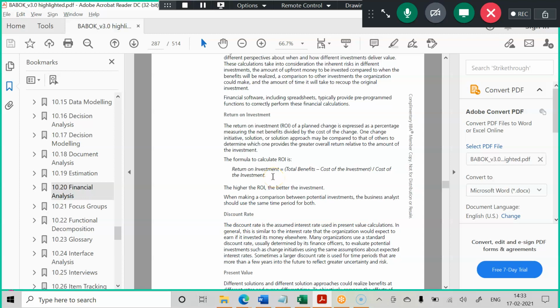What is the above formula? It is expressed as a percentage measuring the net benefits divided by the cost of change. Here it is total benefits minus cost of the investment, that alone is being taken out. But here it is net benefits, which is like total benefits minus total costs. That's how you calculate net benefits.